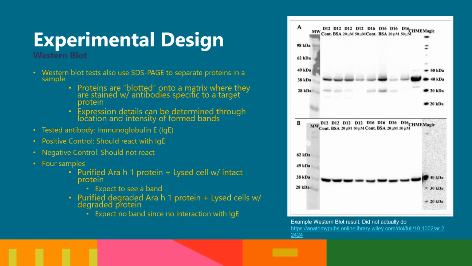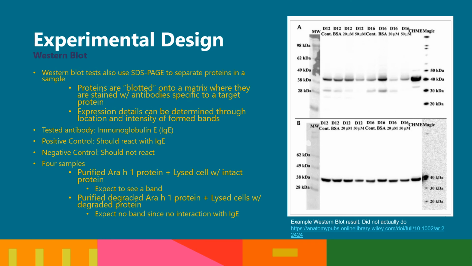So on the right, I have the result of a Western blot. This is just a random one. On the left, you have the molecular weight marker, and then the bands, depending on the thickness or intensity, you can tell that there is an interaction with that antibody. So the thicker it is, the more it's interacting with it. In my lanes, I would have the molecular weight marker, and then a positive control, which is something that should react with the IgE, a negative control, which is something that should not react with it, and then my 4 samples.